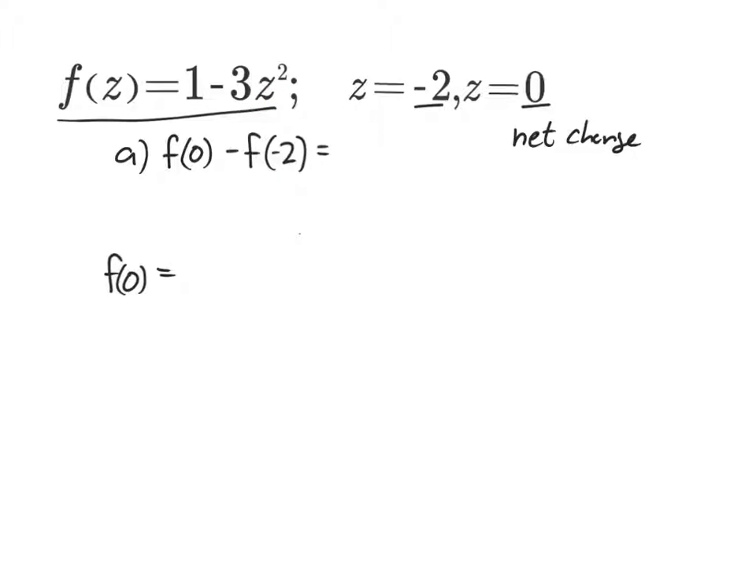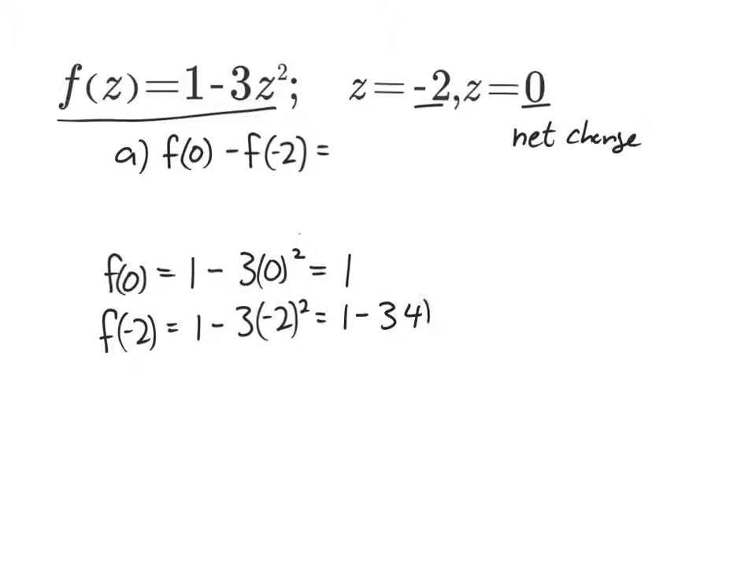So I know that f of 0 is going to be, if I plug 0 into here, we're going to end up getting 1 minus 3 times 0 squared, which is just 1. So f of 0 is 1. And then if I get f of -2, well, that's going to be 1 minus 3 times -2 squared. And -2 times -2 is 4. 3 times 4 is 12. So it's going to be -11.